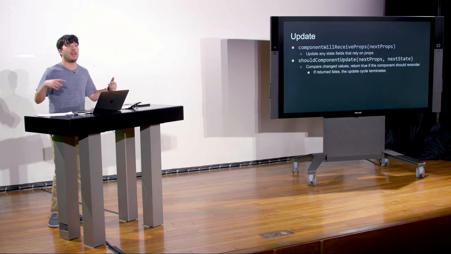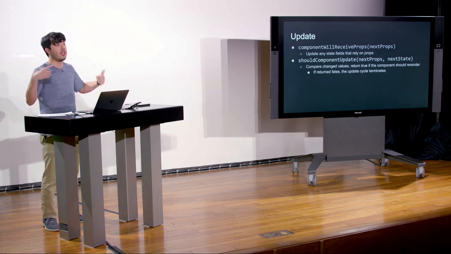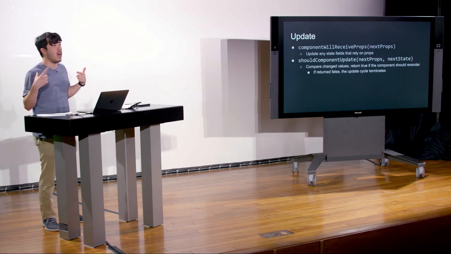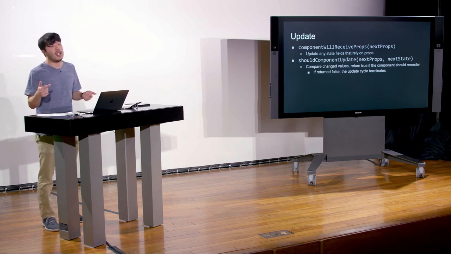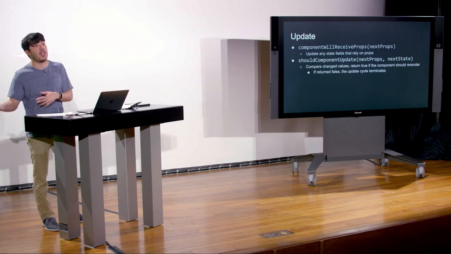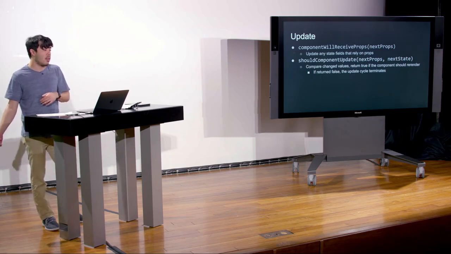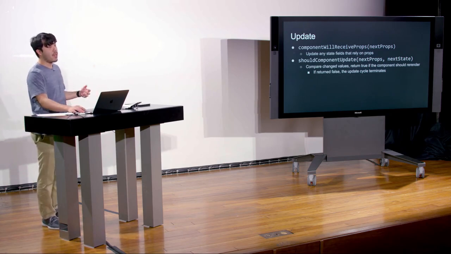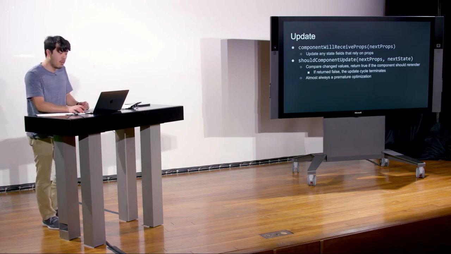Say you have a very complicated component that takes a really long time to render. You don't necessarily want it to render every single time you get a new prop, because it might be that the new prop doesn't actually change anything that's shown. So you could use this method to stop it early. But that adds a lot of complexity to your app and is almost always a premature optimization.